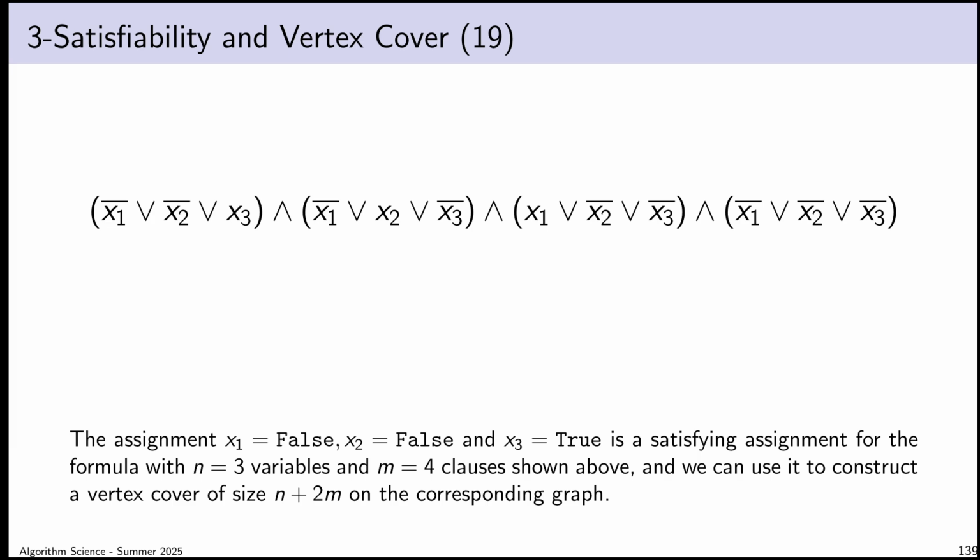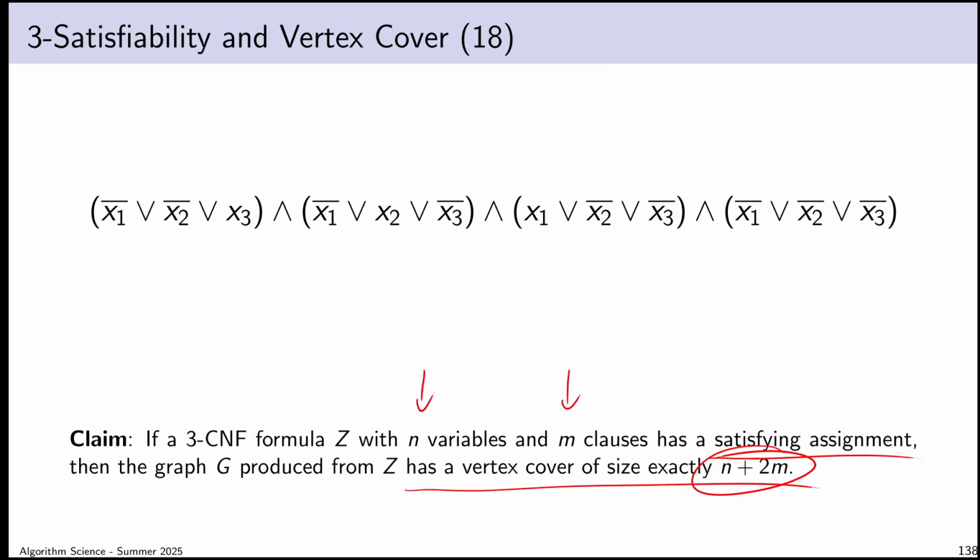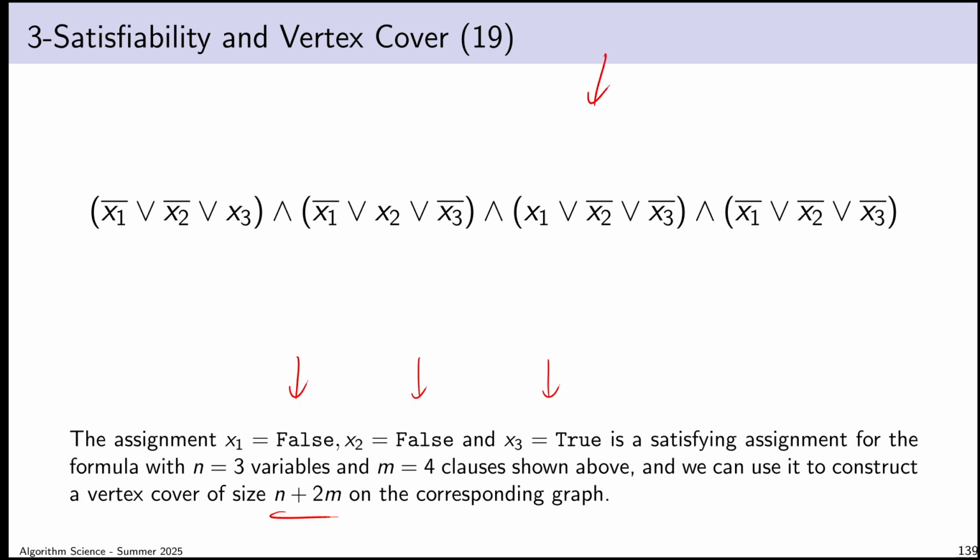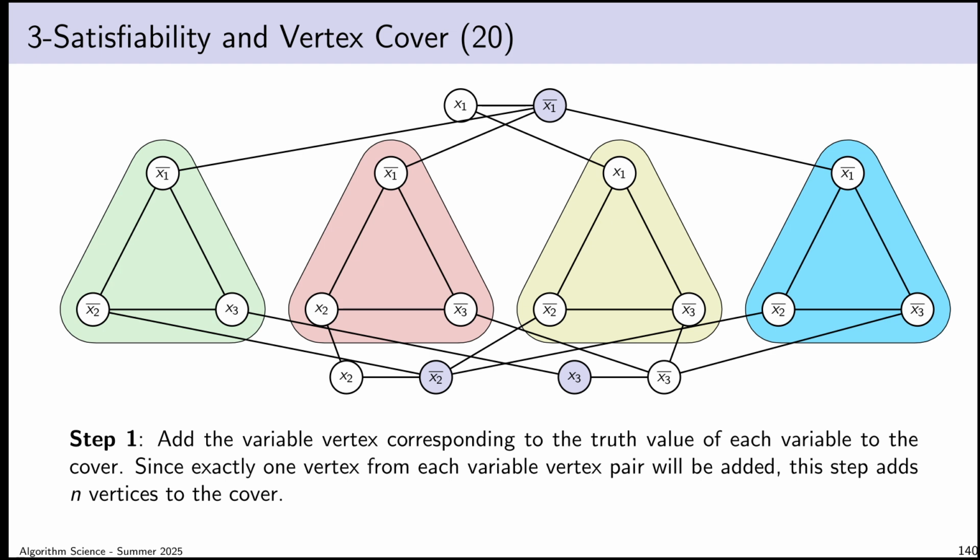Okay, so right off the bat, this formula has 4 clauses and 3 variables, x1, x2, x3. And it happens that this assignment, x1 equals false, x2 equals false, and x3 equals true, is actually a satisfying assignment of that formula. Okay, so this formula has a satisfying assignment. I'm going to show how we can use it to construct a vertex cover of size n plus 2m. Now, of course, this is not a proof by example or anything. What I'm doing is sketching out the way that we construct these things if I wanted to write a formal proof.